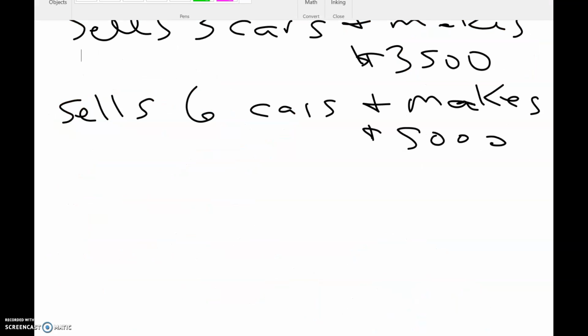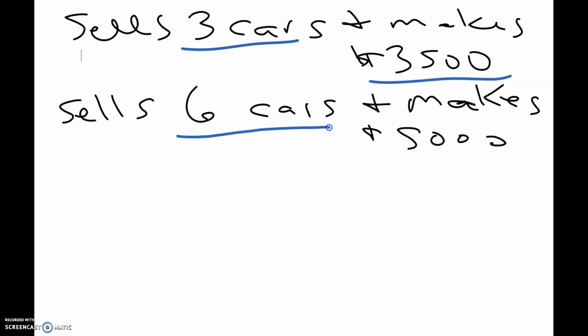Okay, let's look at this real life example and try to figure out how this plays out in real life. So, say if a person sells 3 cars, they make $3,500, and they sell 6 cars, and they make $5,000, and we want to write a linear equation for this.